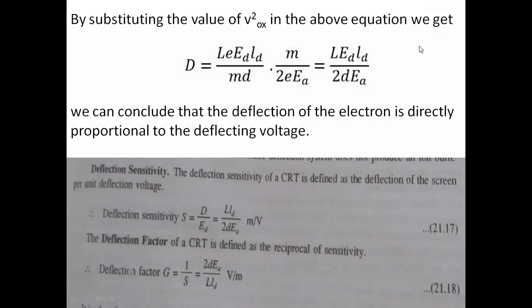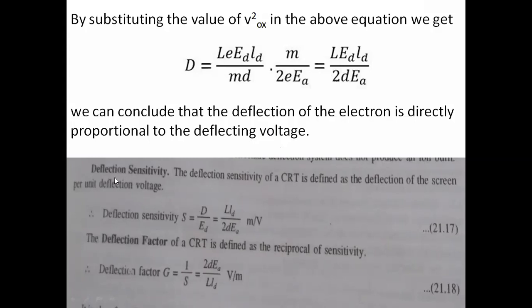Finally, it will be displaced on the screen based upon the potentials which are applied on the vertical and horizontal deflection plates. Okay, so from this we can say that the deflection is directly proportional to the deflection plates potential, the potentials which are applied on the deflection plates. From this deflection, we have two more derivations.